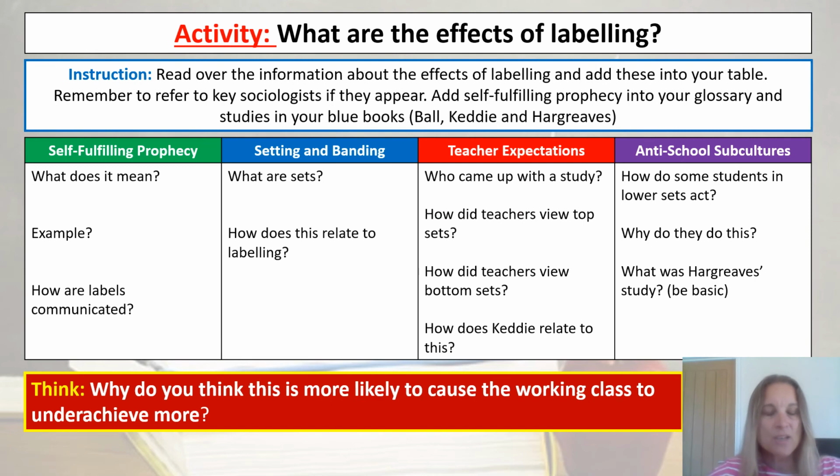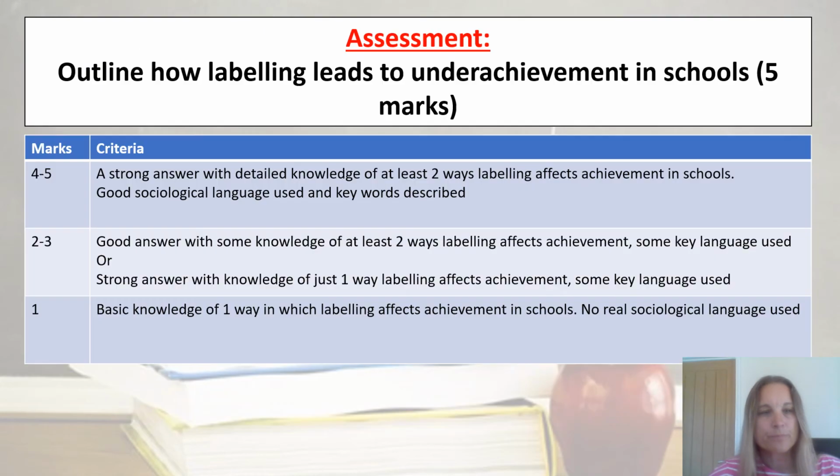So again, back to your original table, fill these bits in here and then have a think about at the bottom, why do you think this is more likely to cause the working class to underachieve? Why do you think that is likely to affect them more?